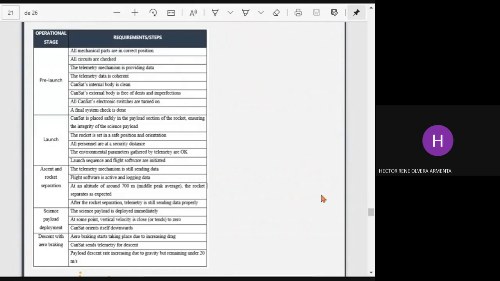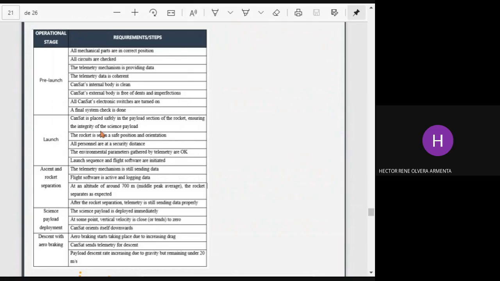The first one is the pre-launch, and there are some requirements that it should accomplish before moving on to the next stage. For the pre-launch, all mechanical parts shall be in correct position. Circuits are checked. Telemetry mechanism is providing data. Here in the telemetry mechanism, we are going to make a simulation to analyze if it is working correctly.